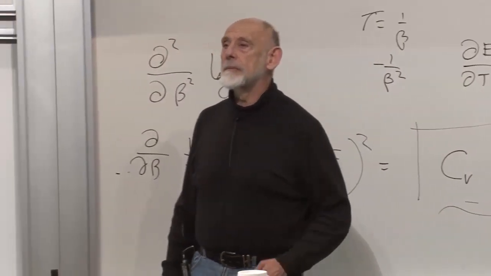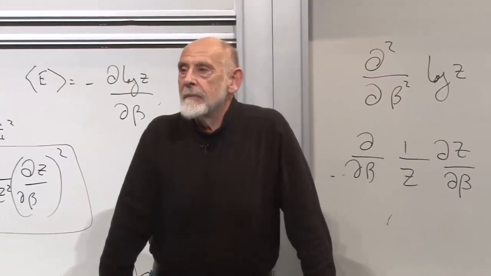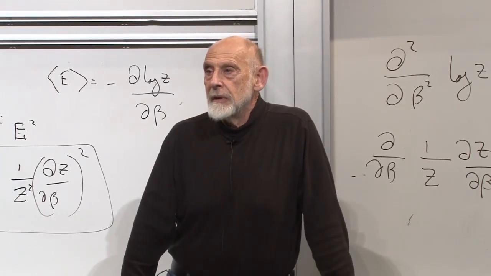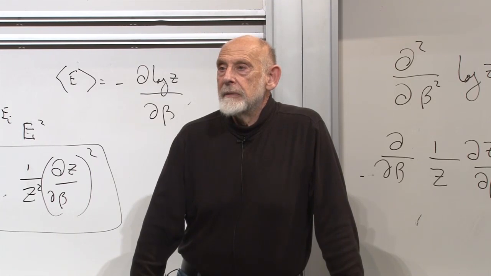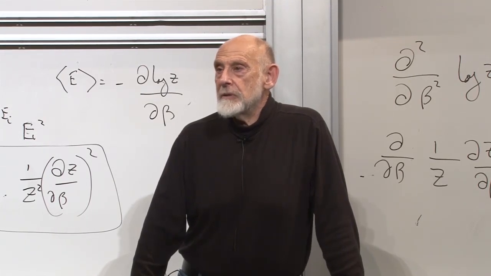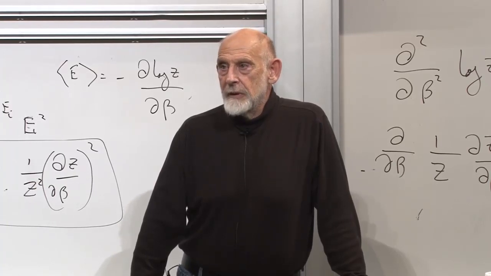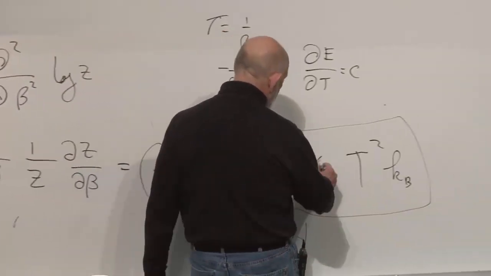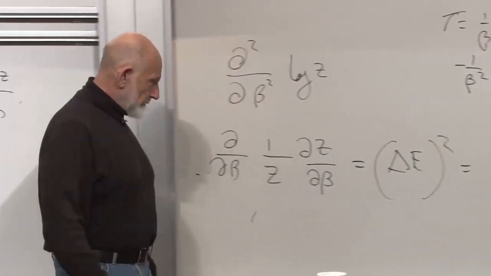Why do we expect the specific heat to be a constant? Constant with respect to what? dE/dT. Why would that be constant? It's not constant. CV is a function of temperature, and the fluctuations are a function of temperature.